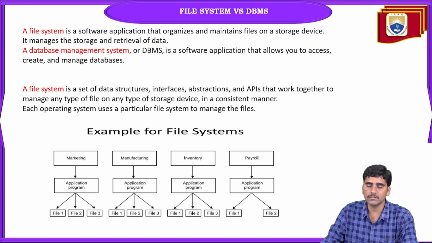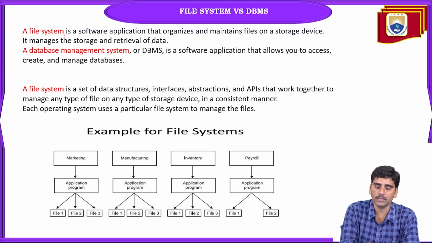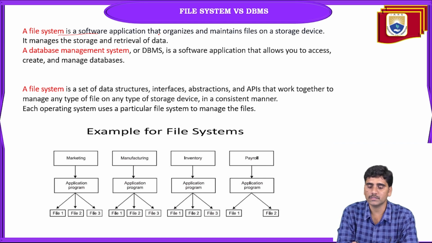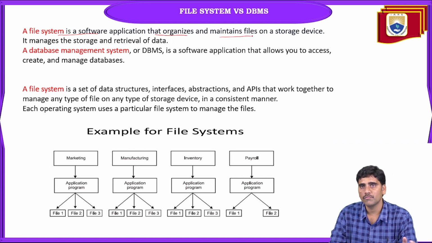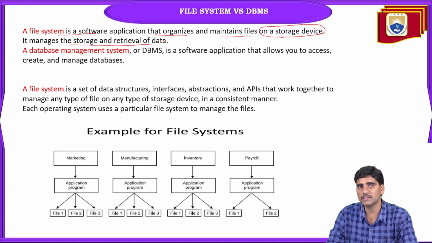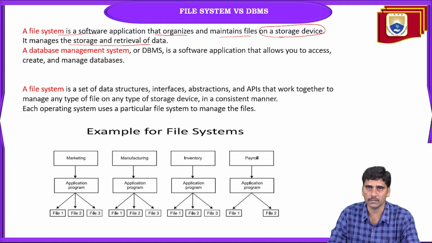So here, a file system is a software application that organizes and maintains files on storage devices. So it manages the storage and the retrieval of the data. A file system is nothing but a software application that organizes and maintains files on a storage device. So the file system says how the files are maintained as well as how the files are organized.